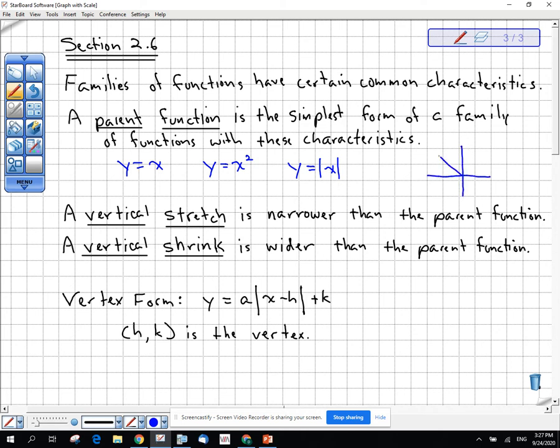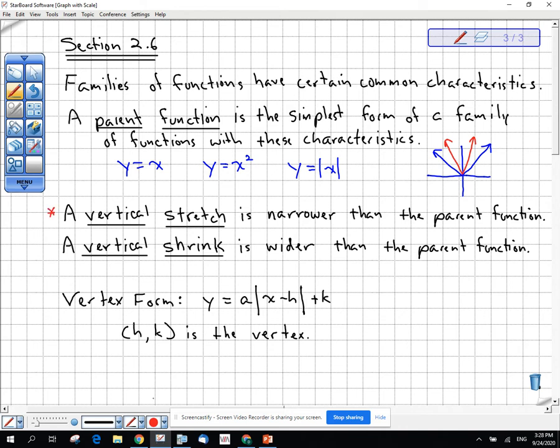If the parent function looks like this, which means it's passing through (1, 1), (2, 2), (3, 3), (4, 4), (-1, 1), (-2, 2), (-3, 3), etc. If you stretch it, and there's a certain number that we still have to talk about that causes this to happen in the equation, you're going to get something that's steeper, so to speak, or narrower, we like to say, because of the nature of this graph.